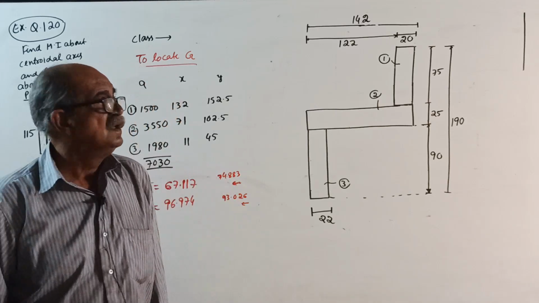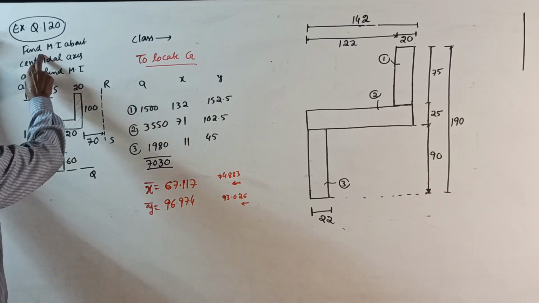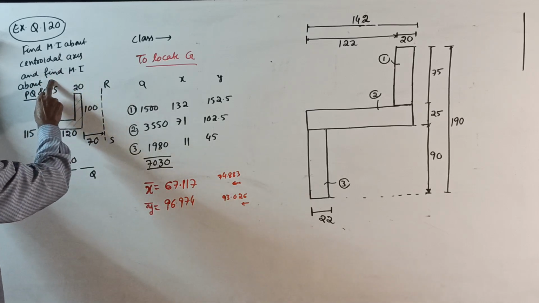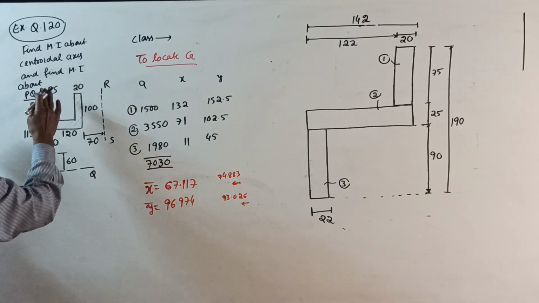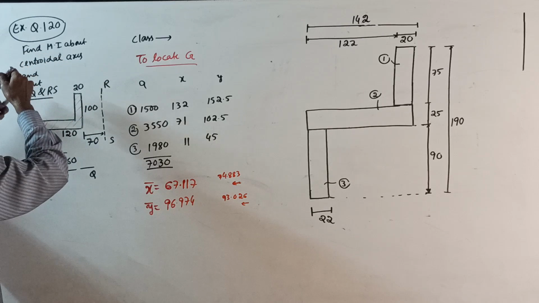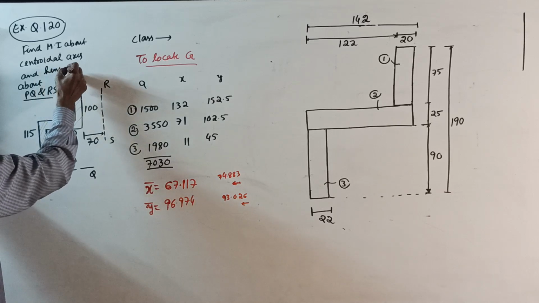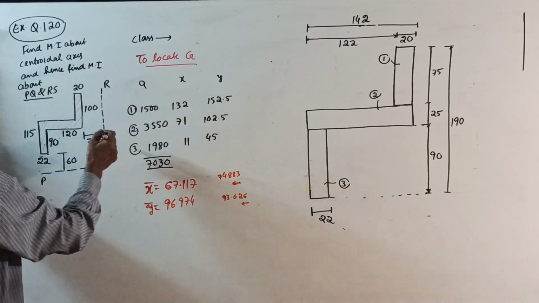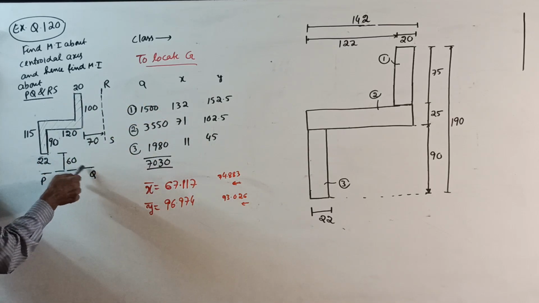Question 120 now. I told this way, zigzag. Here, a little important: find moment of inertia about centroidal axis and hence find moment of inertia about PQ and RS. I will change the statement here. They are telling PQ is outside here, RS outside. Earlier I used to give edge, now outside.